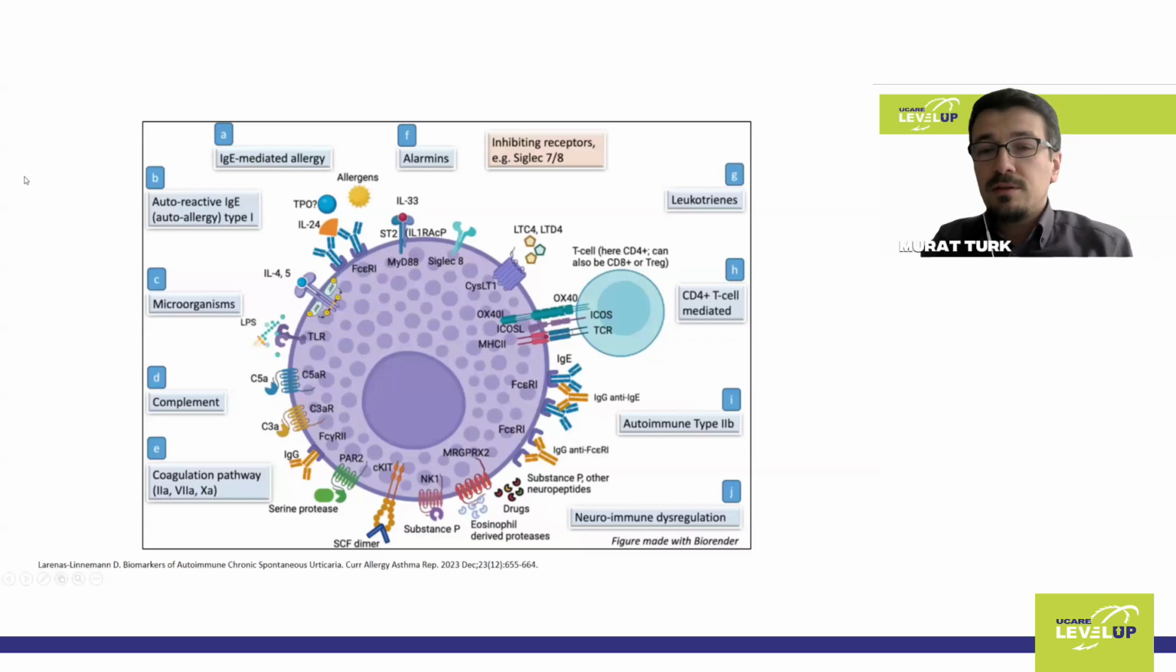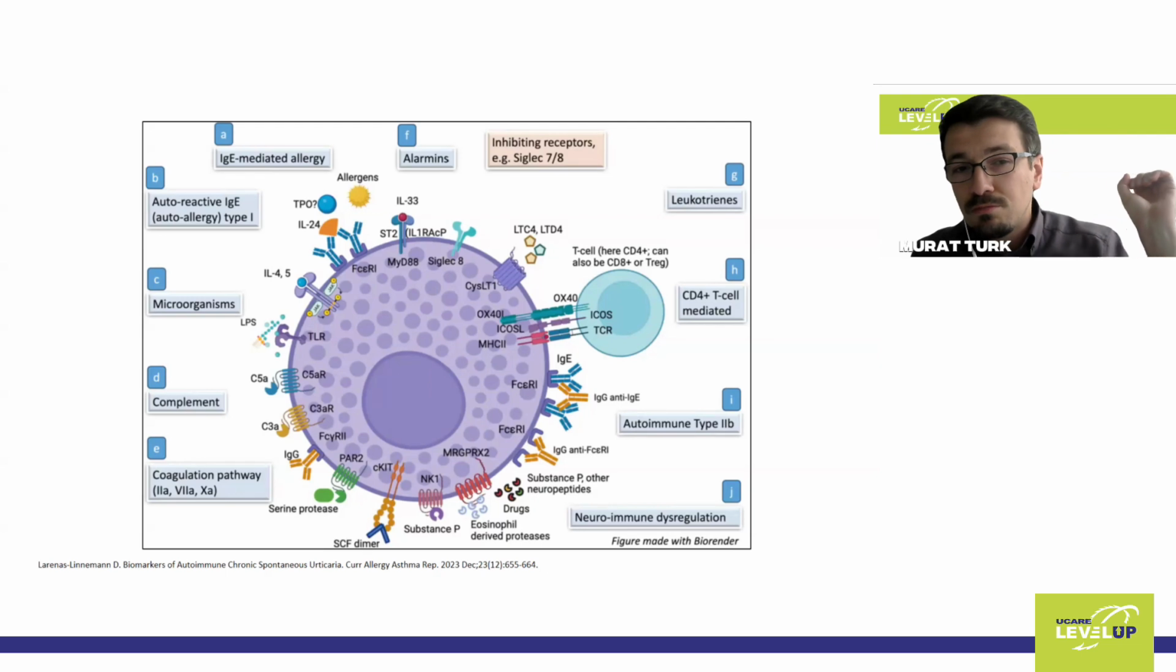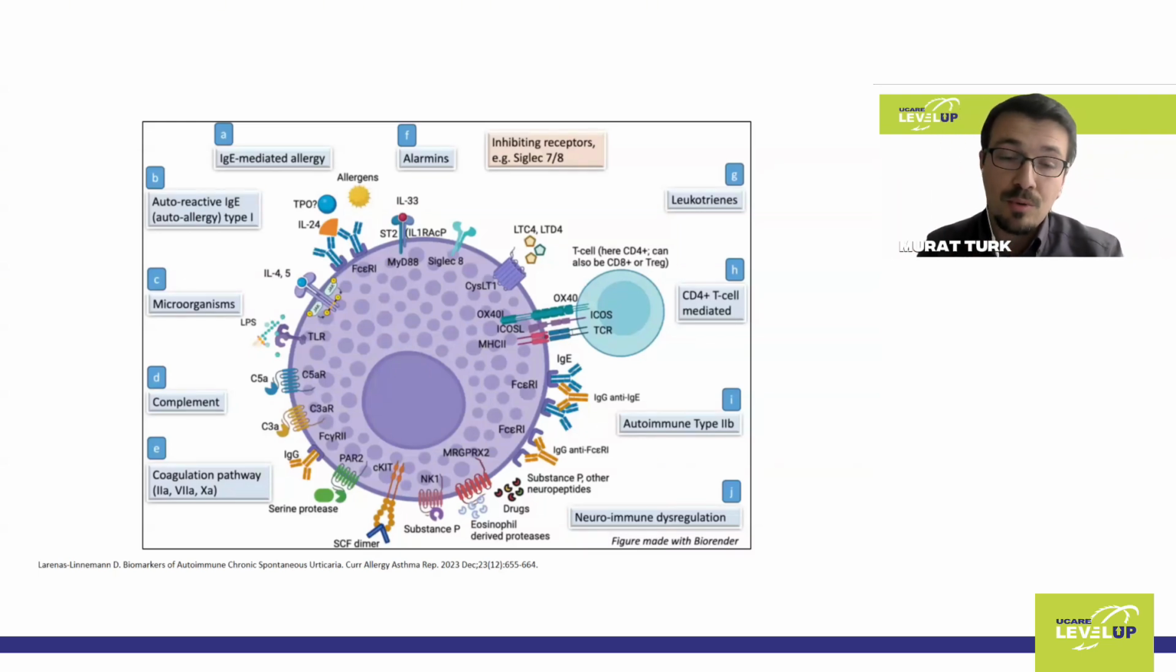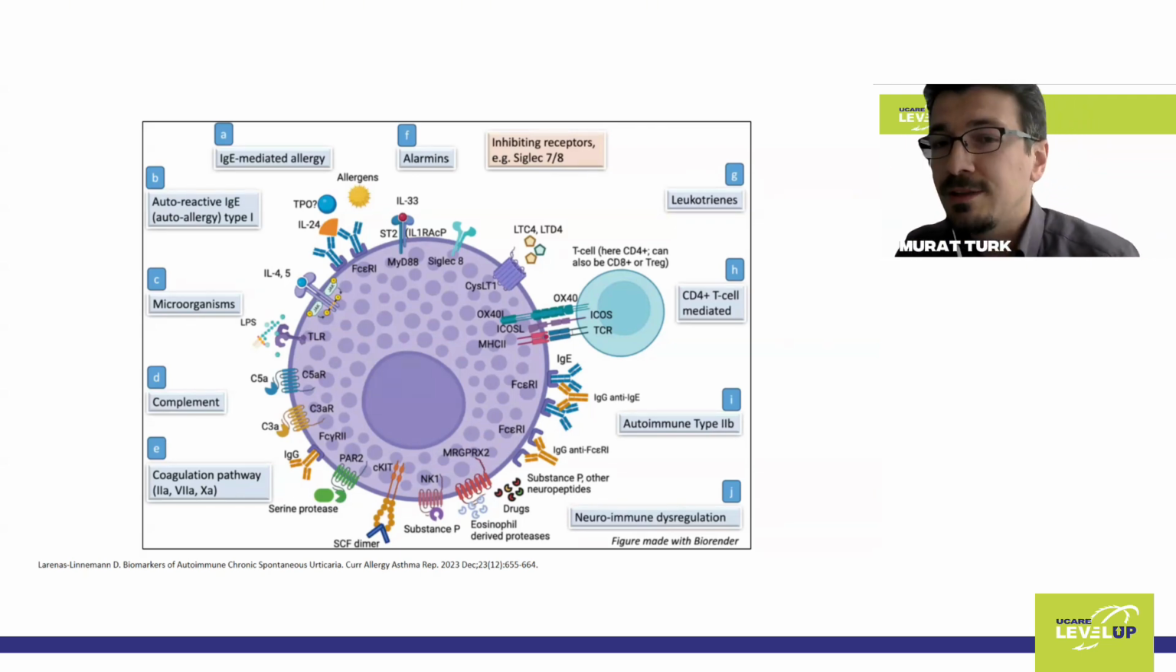So how can we degranulate a mast cell? There are a lot of pathways, a lot of receptors that can degranulate a mast cell. It's not only Fc epsilon. You can degranulate a mast cell through interleukin 4, interleukin 5 receptor, through the alarmin receptors, interleukin 25, 33. You can degranulate a mast cell through coagulation, through complement receptors, through PAR receptors, KIT receptors, MRGPRX2. You can degranulate a mast cell with cell-to-cell interactions.